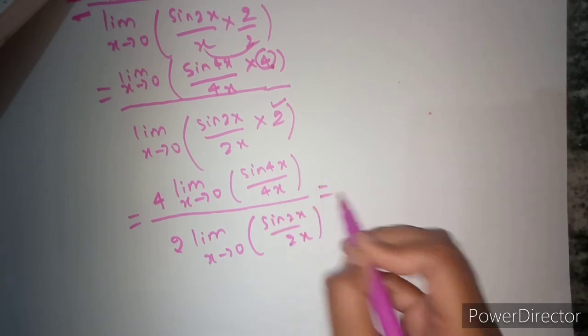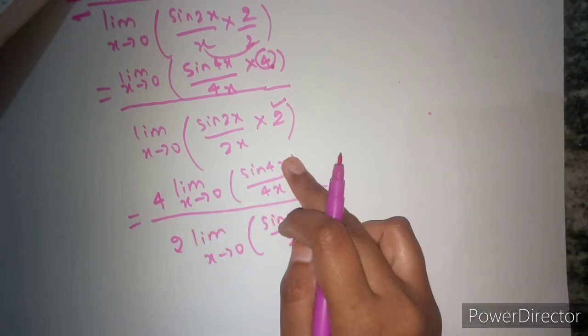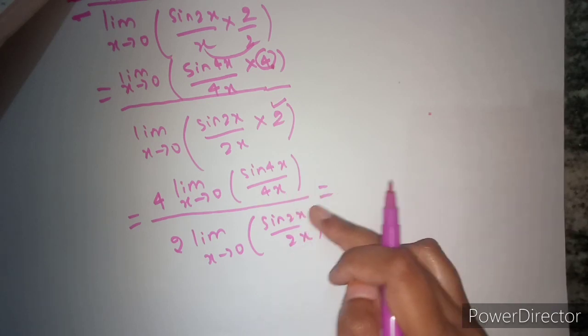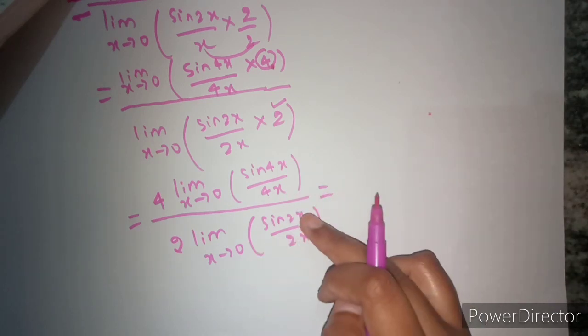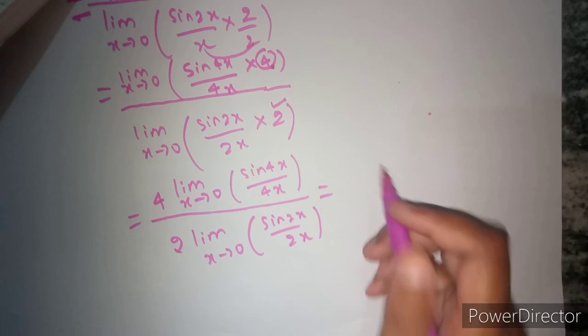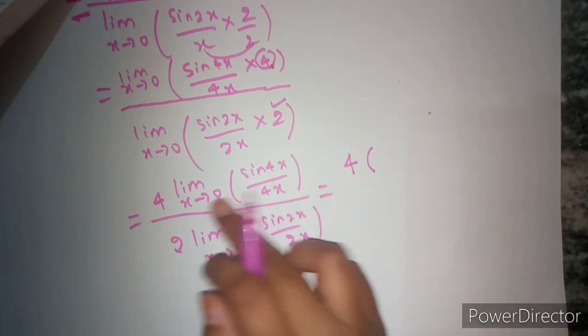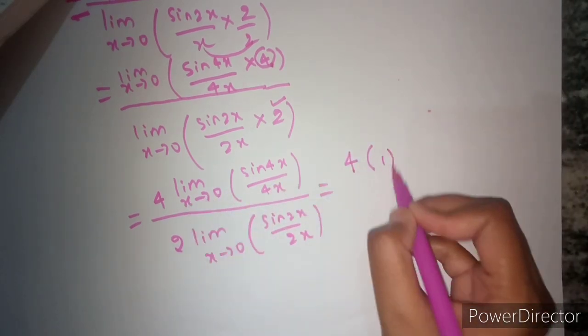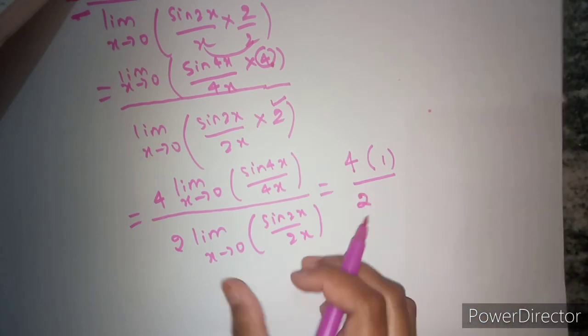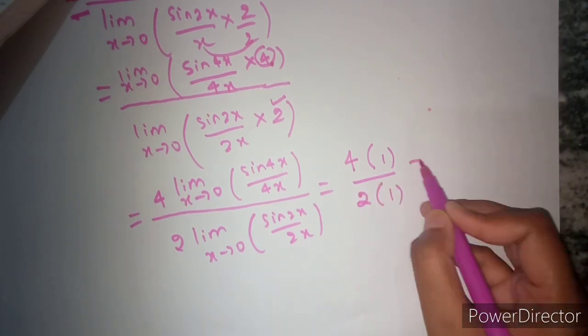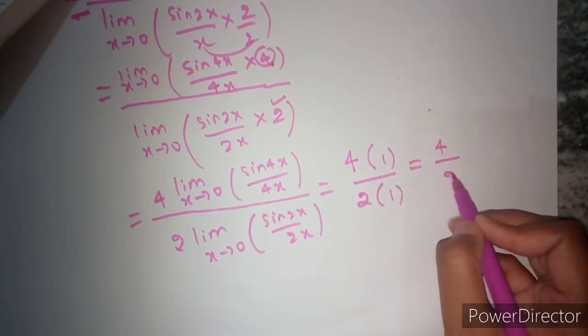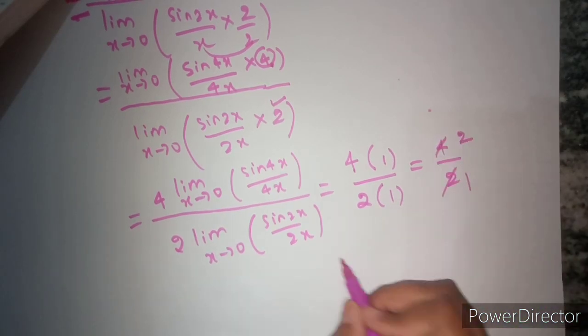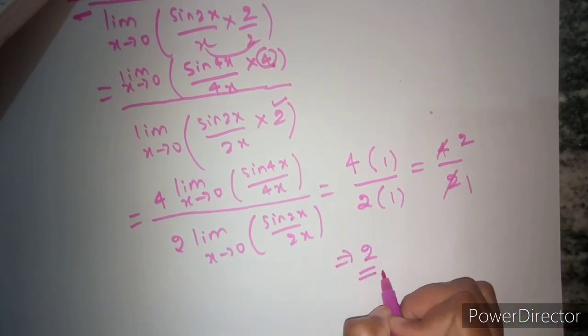So x is tending to 0, we have 4x, and in the denominator also we have 4x. Here limit x is tending to 0, 2x, in the denominator also we have 2x. So 4 as it is, and the value of this one is 1. Again 2 as it is, and the value of this one is 1, right? 4 into 1 is 4, 2 into 1 is 2. So 4 by 2 is 2. So this is the required answer.